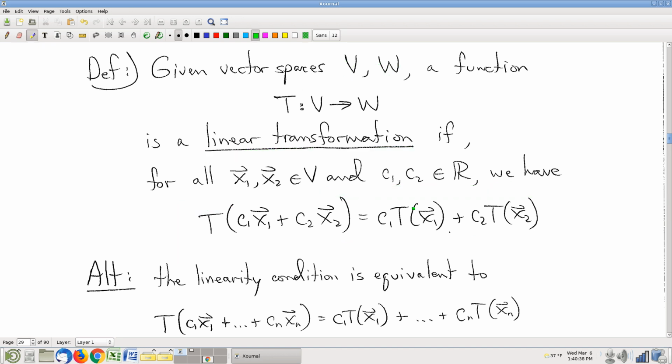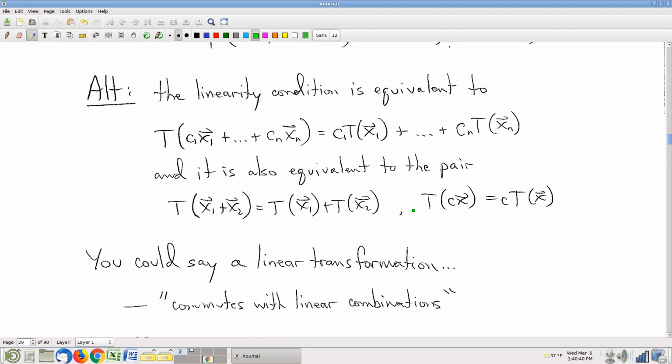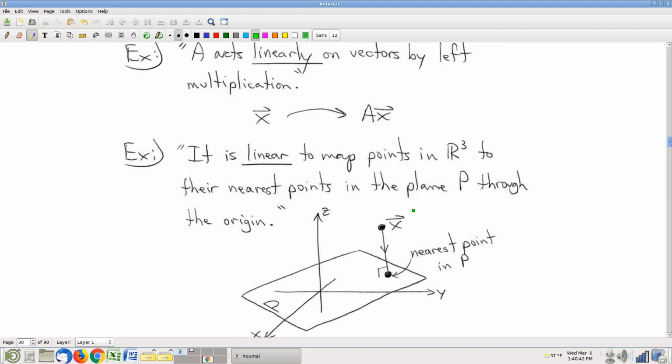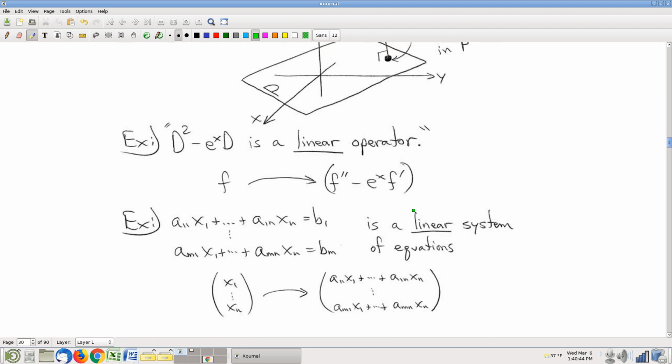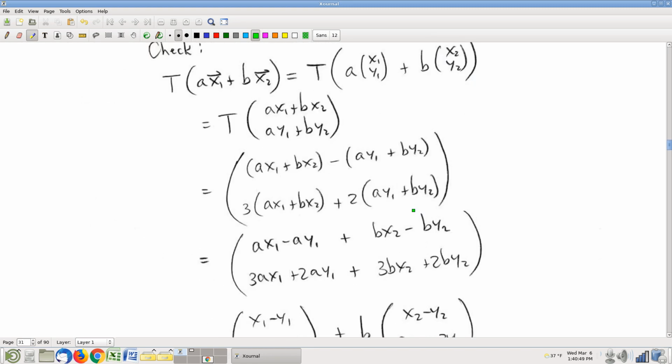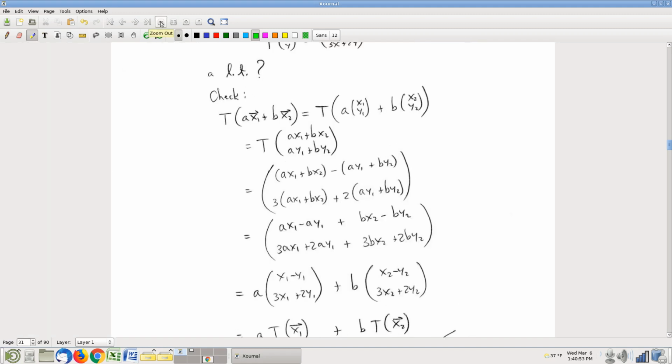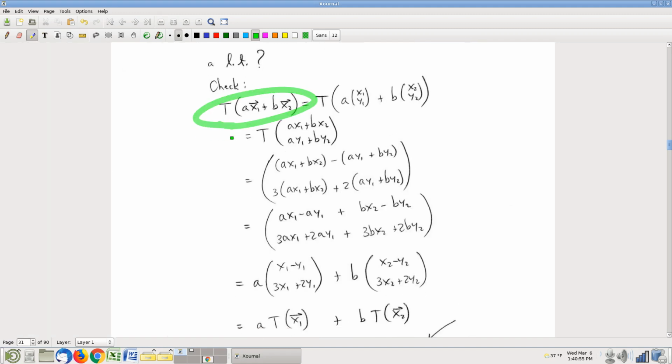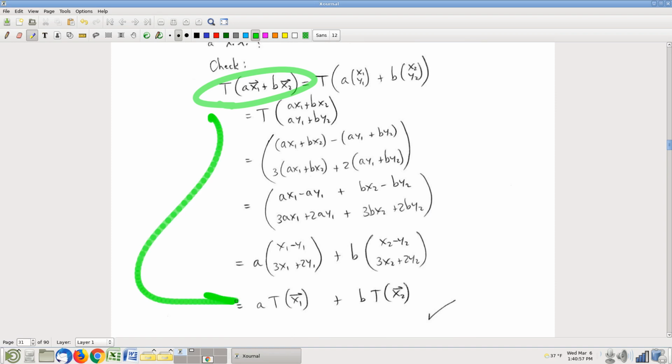Okay, several different things to get said. Equivalent formulations, a little bit of terminology, math slang, I like to call it, and an example of how to actually prove that a function is a linear transformation. Brute force, you might say. So remember, you just have to show that putting a linear combination in gives you the appropriate linear combination out. Okay.